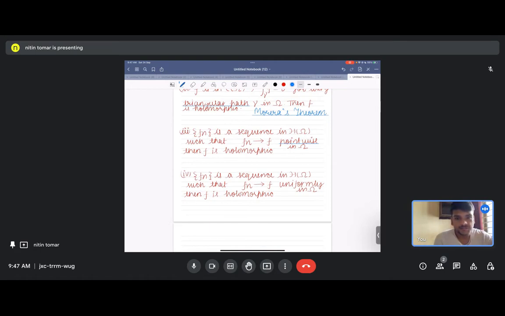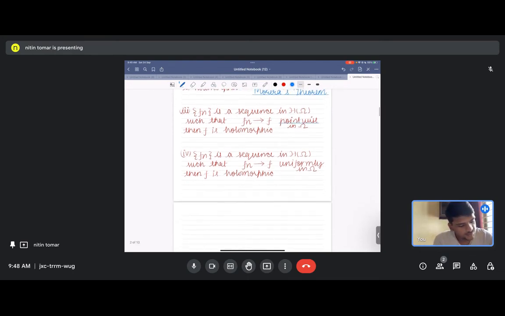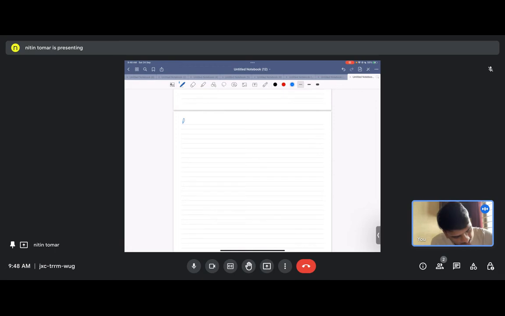And in the fourth question, the convergence has been replaced by uniform convergence. The fourth question asks: if fn is a sequence of holomorphic functions in omega such that fn converges to f uniformly in omega, then f is holomorphic. So, let us first recall what pointwise and uniform convergence mean.